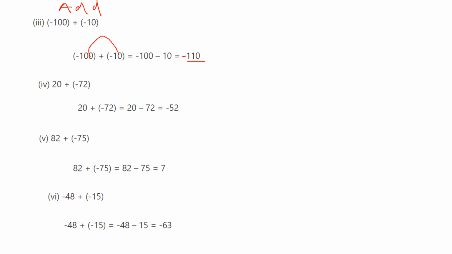Fourth sum, 20 plus minus 72. Here one plus number and one minus number means first subtract the numbers. 72 minus 20. What do you get? 52. So here you see that the greater number has the minus sign. So you write the answer minus 52.